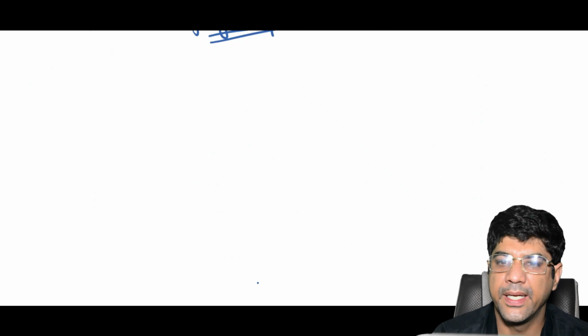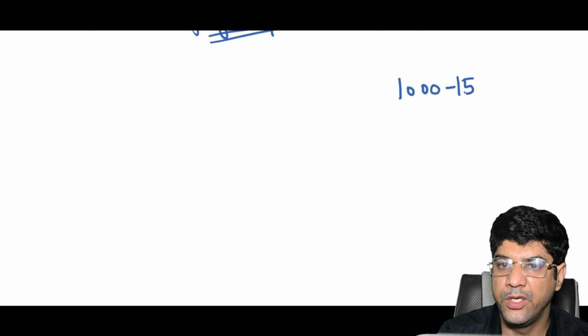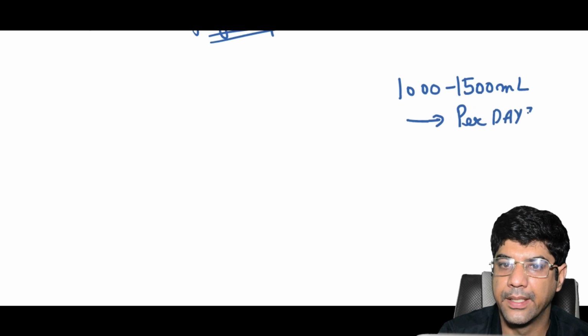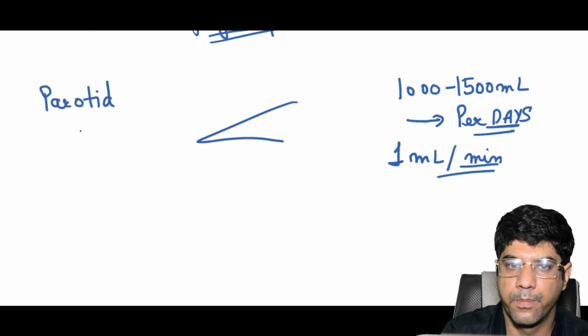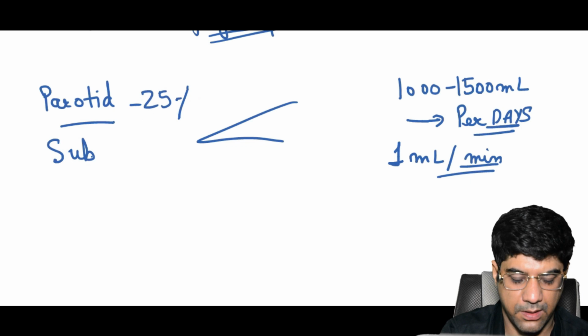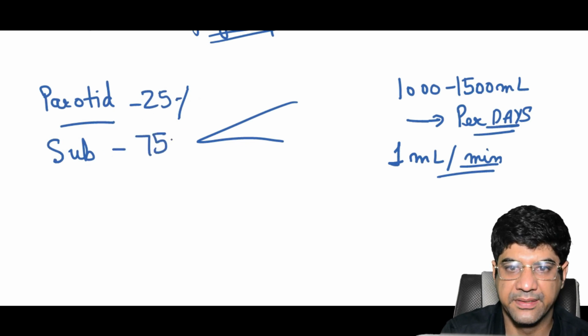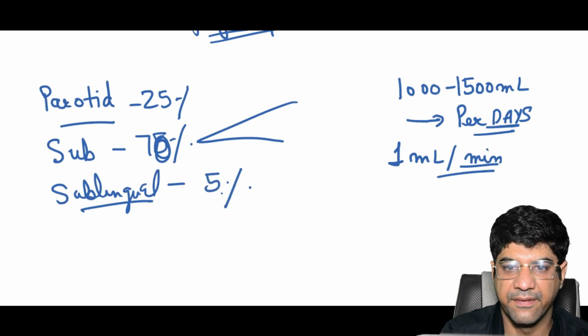Now let us discuss the properties and composition of saliva. On average, remember that 1000 to 1500 ml of saliva is secreted per day, and that is 1 ml per minute. And from the contribution, the parotid gland is 25%, submandibular 75%, and sublingual it is 5%.